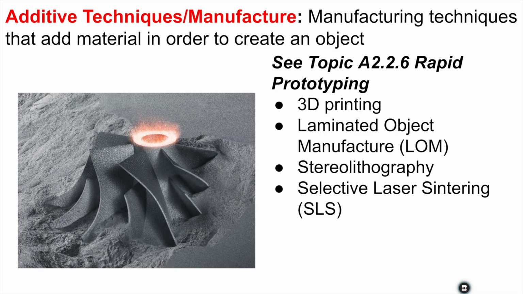So we've already covered this vocabulary term, additive techniques, but it's a manufacturing technique that adds material in order to create an object. And essentially, any manufacturing technique where we're adding material is, of course, an additive technique. We covered these in the rapid prototyping topic, so topic A4.1.2. So we talked about 3D printing. We didn't talk about laminated object manufacturing, but we did talk about stereolithography and also selective laser sintering, which is what you're looking at here.